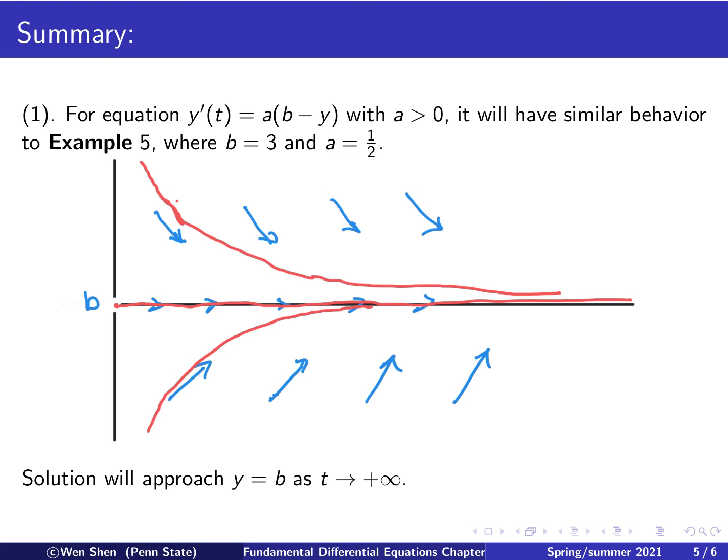Okay, so in this discussion of the solution, it makes sense to assume a is bigger than 0, because if a changes sign, then the y prime will change sign, and the solution will behave in a very different way. So this is the very first example of directional fields. It's the simplest possible case, and later on we'll look at more complicated cases.